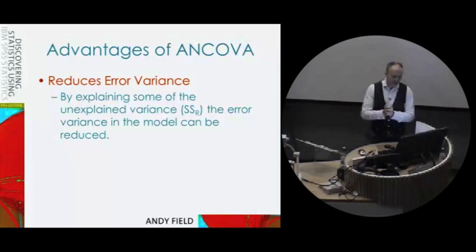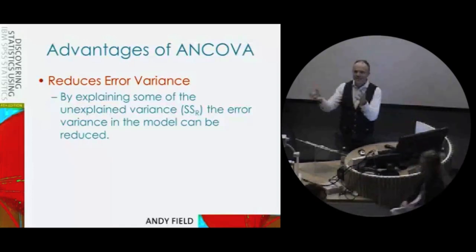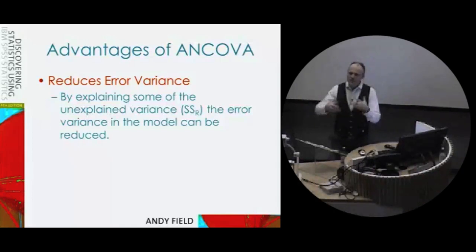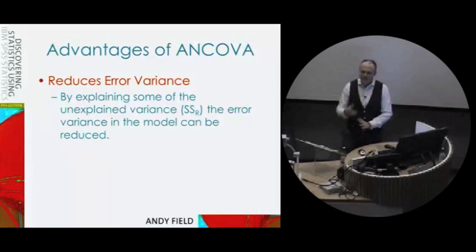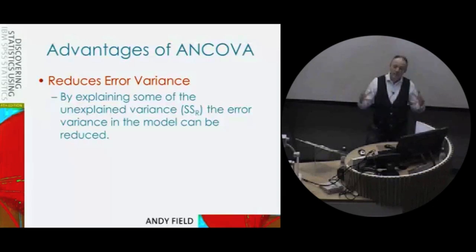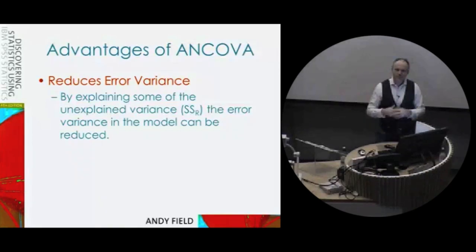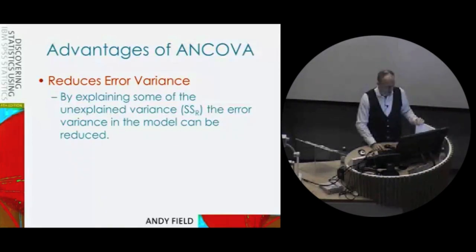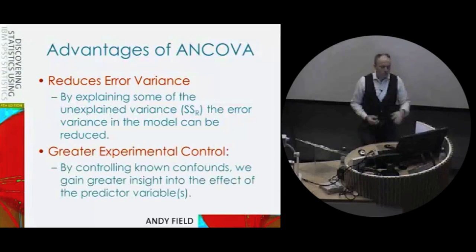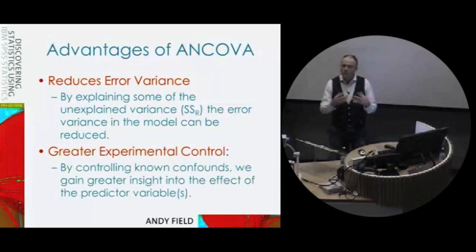So hopefully, I've got some diagrams to show what I mean here. Hopefully what you're doing is some of the unexplained variance in, say, levels of fear is going to be eaten up by this covariate that you've measured. So what you should be doing is reducing the error in your analysis and therefore increasing the sensitivity to find an effect if there is one. So it gives you greater experimental control over what you're doing.